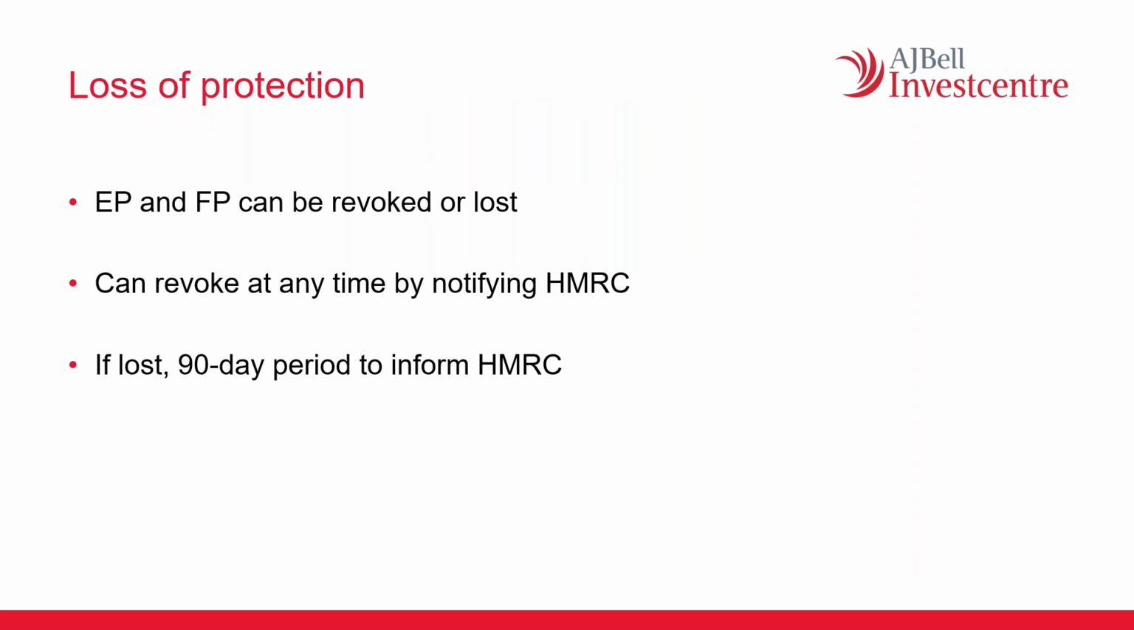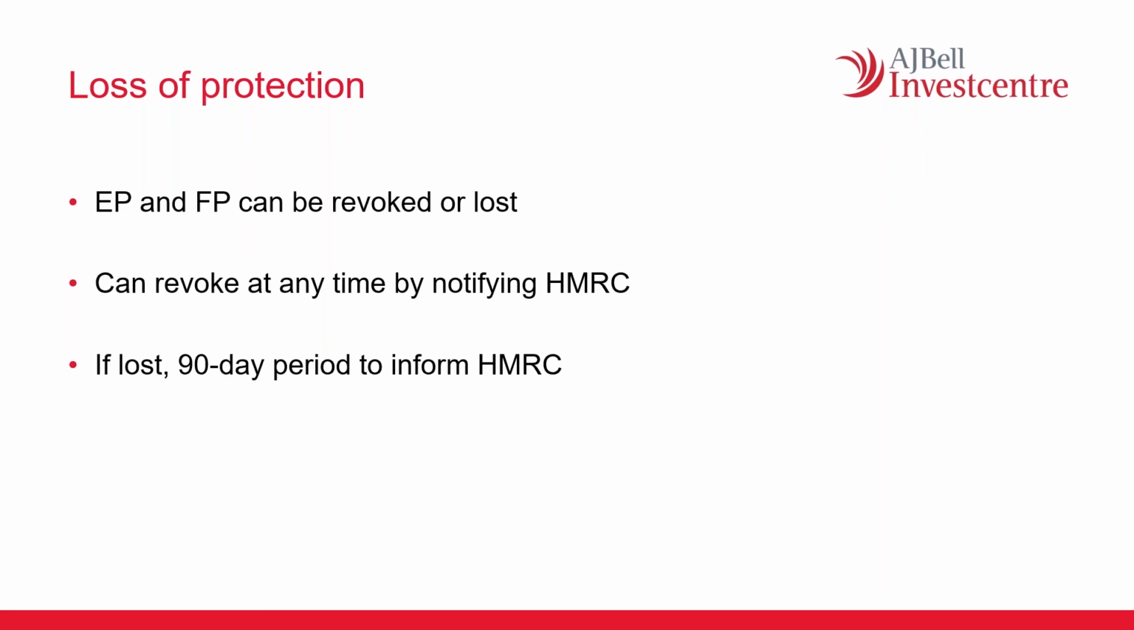Finally, loss of protection then. Enhanced protection and fixed protection can be revoked or lost. So most commonly, somebody makes a contribution, often without realising. So there were issues with auto enrolment. So people need to make sure, particularly if they change job, they tell their employer that they've got one of these protections so they can not auto enrol them. They can be revoked at any time, by notifying HMRC.